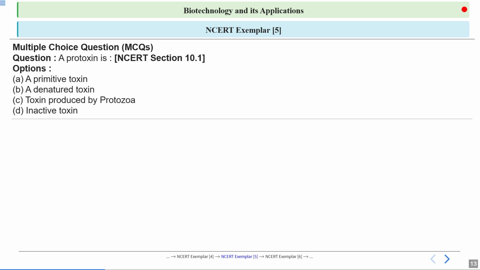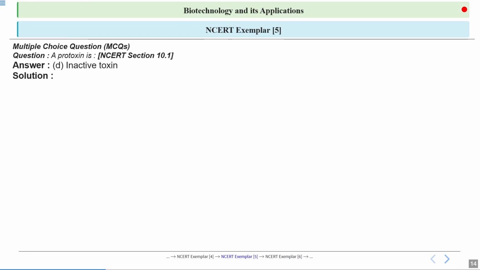Primitive toxin means they are at a very initial stage, a very simple toxin. Second says that it is denatured, a denatured toxin. Third says that this protoxin is usually produced by protozoa. Or the last says that this protoxin is an inactive toxin, meaning this toxin is not activated.